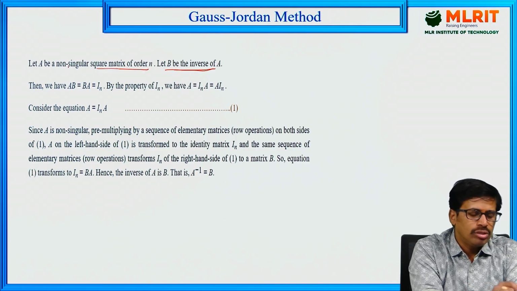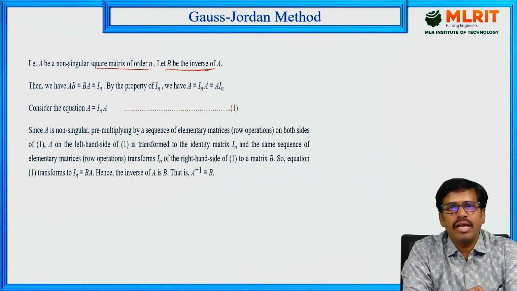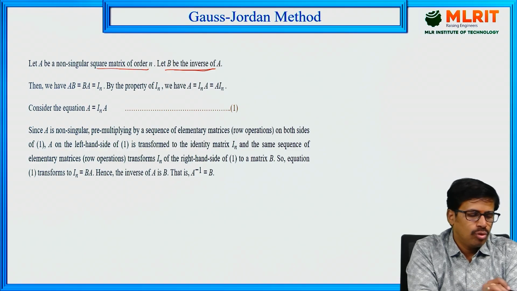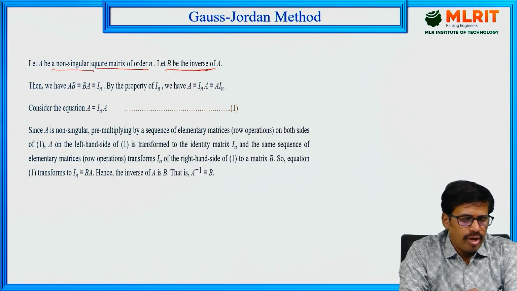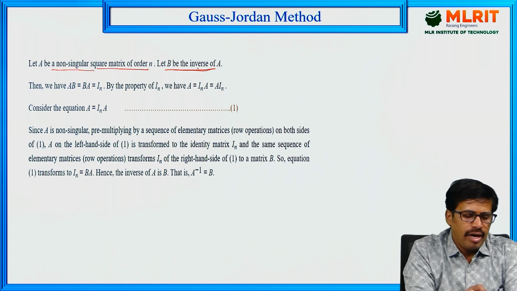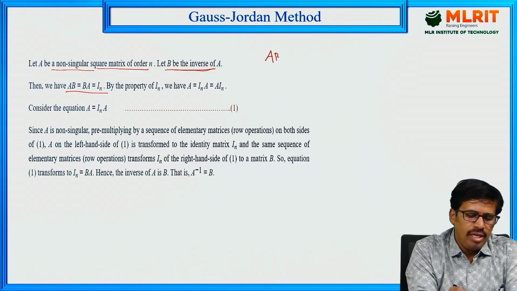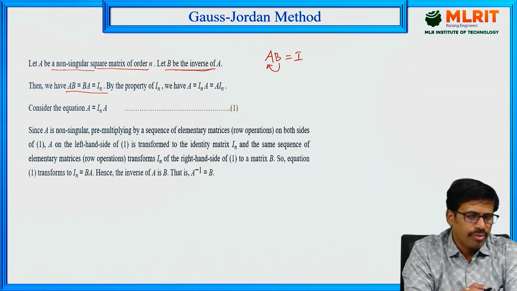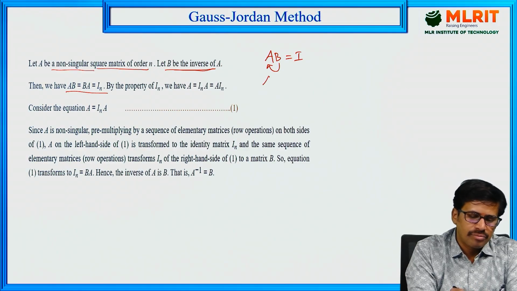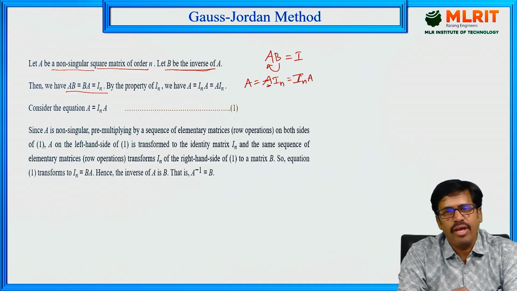Why I am writing non-singular? If it is singular matrix, determinant 0, so inverse does not exist. So that's why let us take non-singular square matrix of order n. And B is the inverse of A. If I write A into B is equal to I, we say that B is the inverse of A, isn't it? So in place of B, I write A into IN or IN into A. If this is equal to A, we say that the matrix here is the inverse of A.